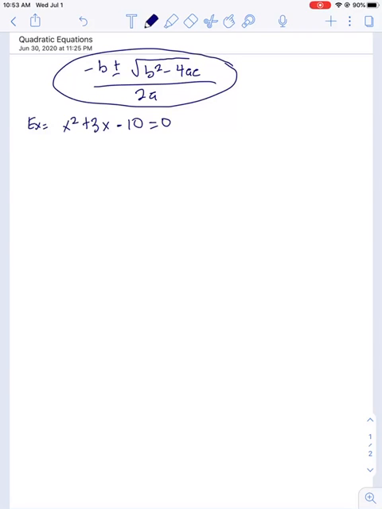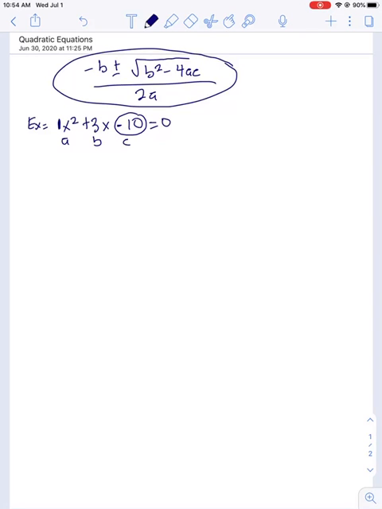So the first value next to the x squared is going to be a. For instance, this one is going to be a 1 in front of the x squared, but we typically don't write it in math. The second one is b, so for 3x, b is going to be 3. And the c value is going to be negative 10, which is the last value right here. So c will be negative 10. At this point, all we have to do is plug in to get our answers.